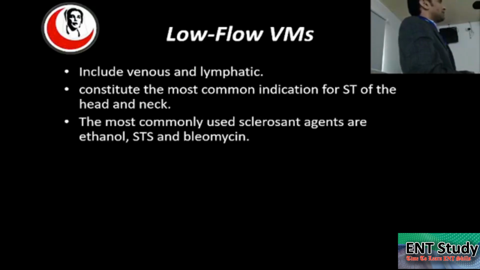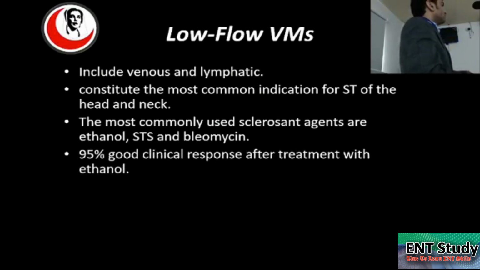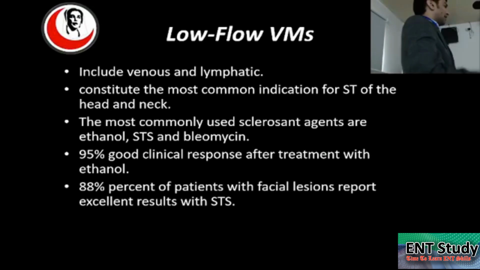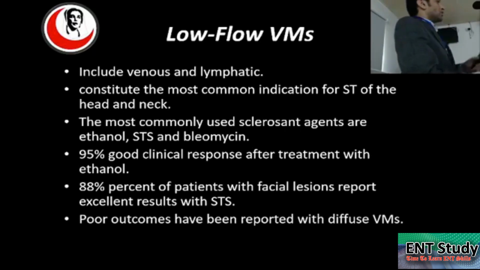The most commonly used sclerosing agents are ethanol, sodium tetradecyl sulfate, and bleomycin. There are 95% good results with ethanol, and also good results with sodium tetradecyl sulfate, and poor outcomes have been reported with diffuse vascular malformations.